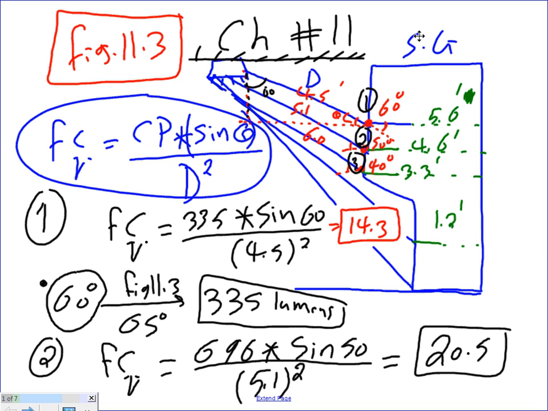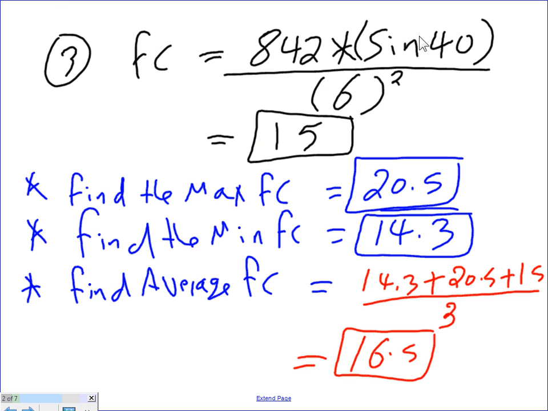Right? So for angle 40, I have to go to 45 because I don't have 40. So for 45, I have 842 multiplied by sine 40 divided by the square of 6, giving me 15 foot candle. Any question, guys, about finding these foot candles, 3 foot candles on the face of a switchgear? Any question about this?